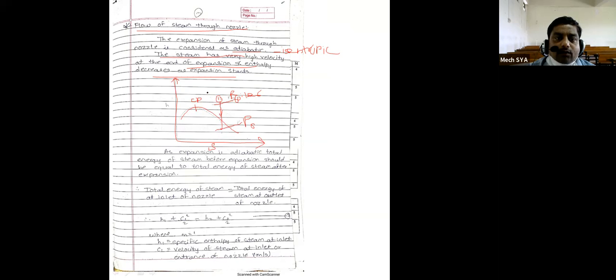Initially we assume that at point 1 the steam is entering the nozzle. Let the enthalpy be H1 when the steam is entering the nozzle, and when it is exiting from the nozzle, its enthalpy will be H2. As the expansion is adiabatic, we are not supplying external energy to the steam. Therefore the total energy of steam at the inlet of the nozzle should be equal to the total energy at the outlet, and the total energy at the inlet is equal to H1.